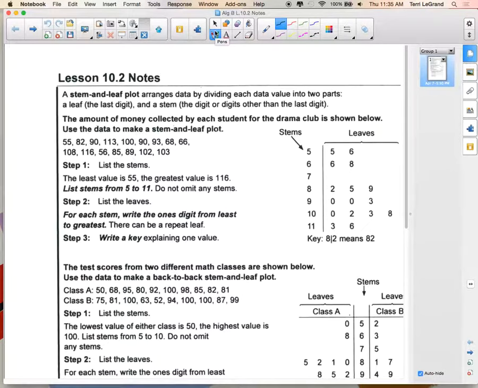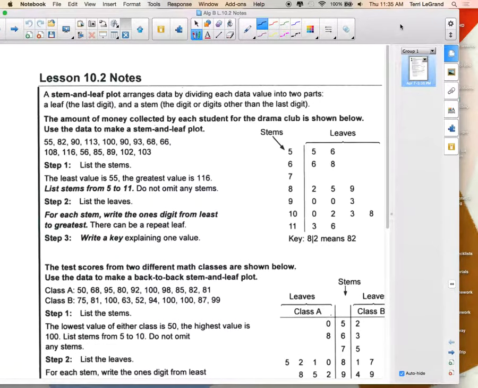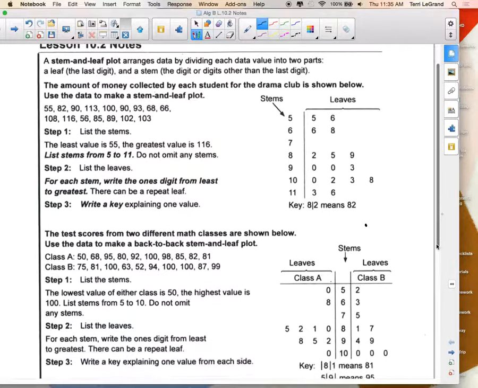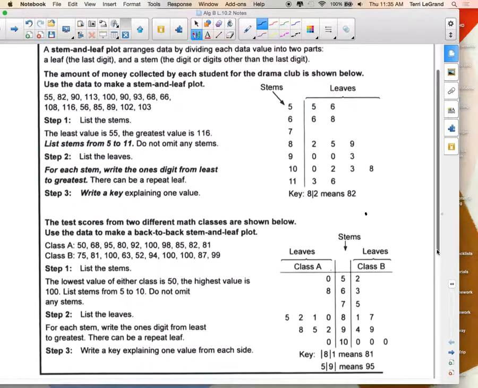Okay, so we have those two examples in the book that we've just been talking about, and now I want us to look at the couple of examples that I have here on the notes for you also. So I want you to take your pencil down, I want you to underline that a leaf is only going to be the last digit.